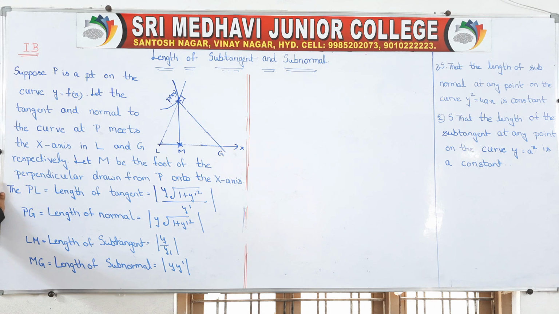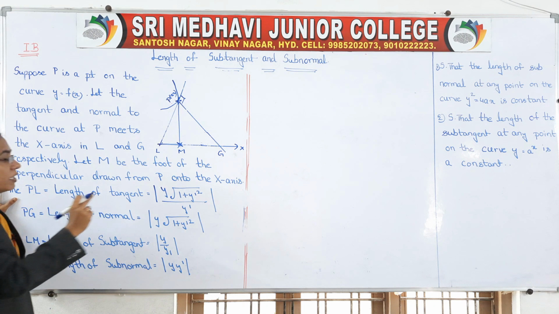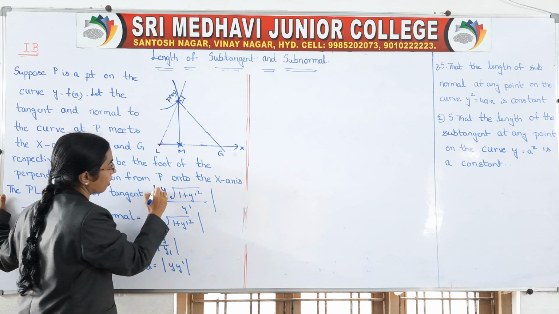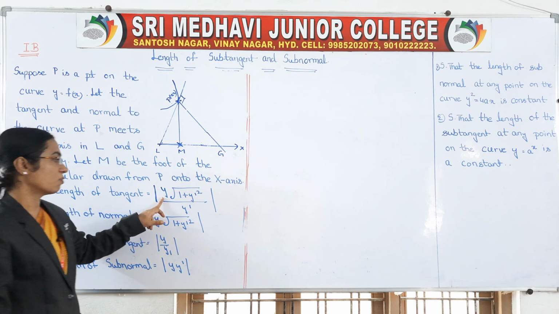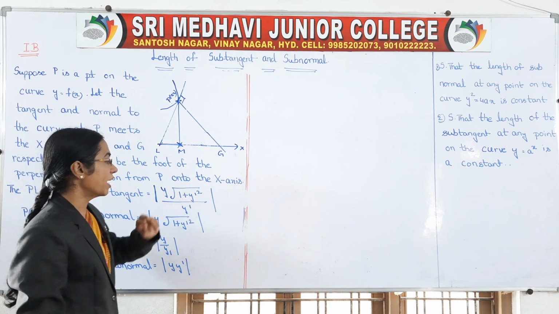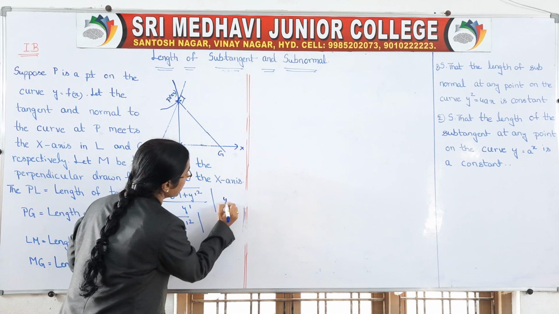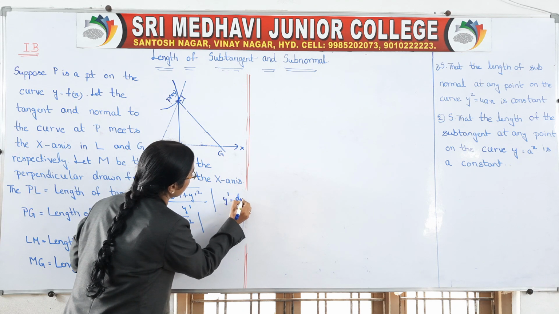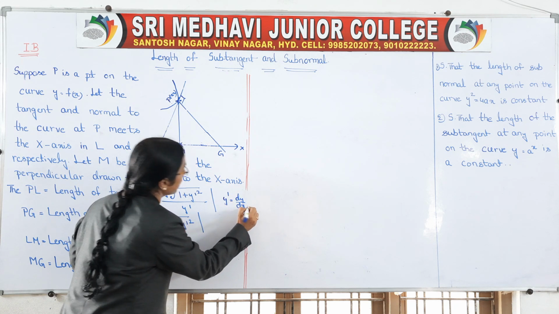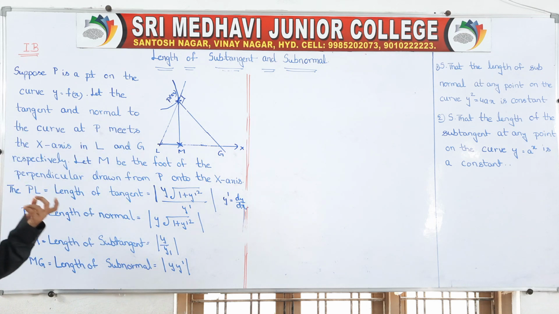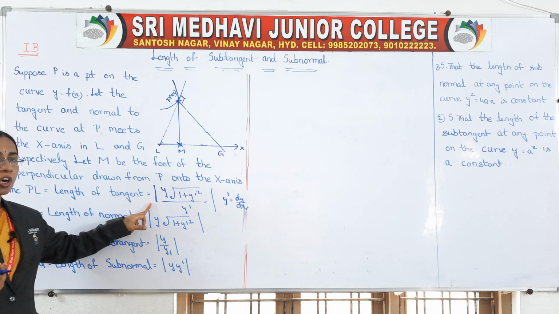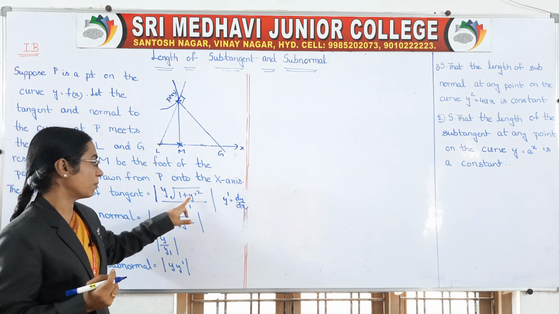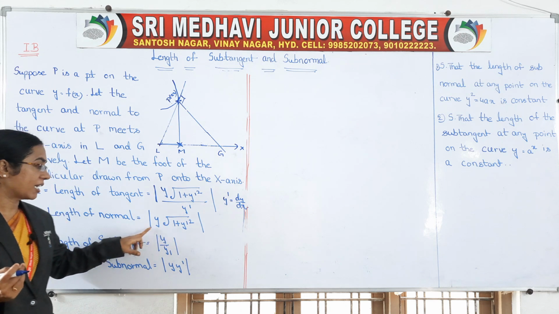Now come to the formulas. Length of the tangent is modulus of y into root of 1 plus y dash square by y dash. All formulas are in terms of modulus. So what is y dash? y dash is dy by dx, the derivative of the y function.